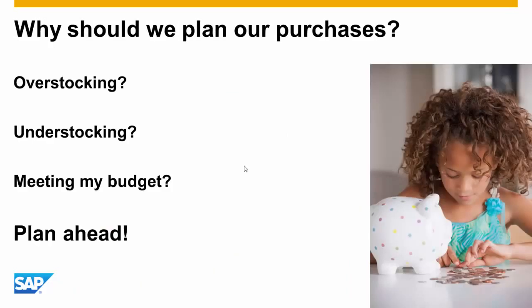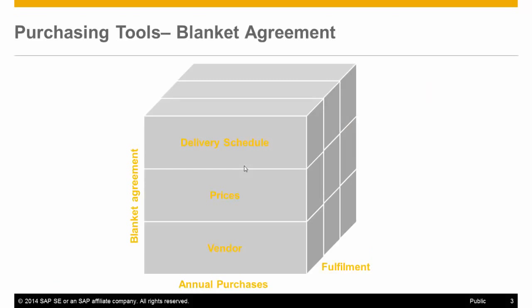Purchase planning is a big part of any organization. If you plan and conduct your purchases effectively and efficiently without overstocking or understocking, you can save the company a lot of money while meeting your budget. With SAP Business One Blanket Agreement, you can plan your purchases for the entire year, including delivery schedule, and set prices with your vendor, and then you are able to keep track of the fulfillment level at any point in time.